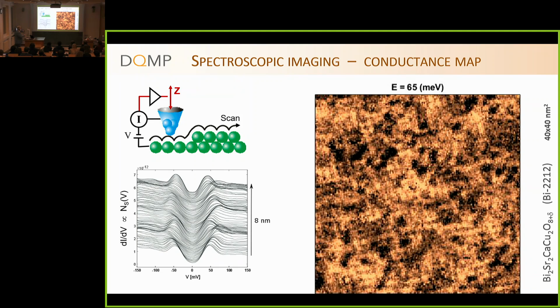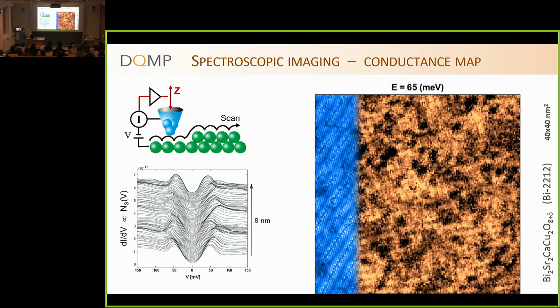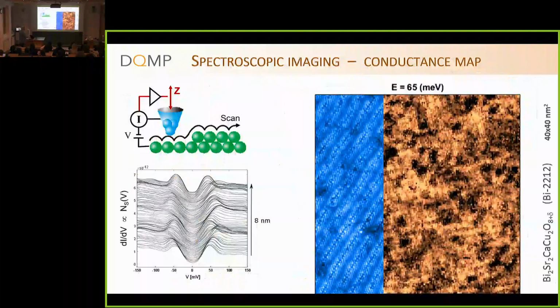So this here would be the conductance map at 65 millielectron volt over a surface 45 by 40 nanometers. And then you can do this for all energies. So you sweep through the energy scale here, and this is what you would see. Oops, not this one, that's too fast.